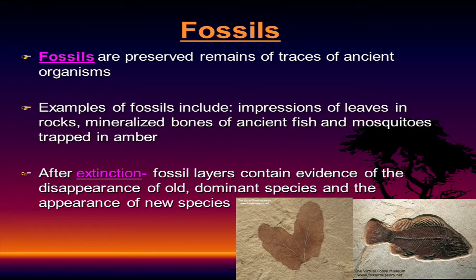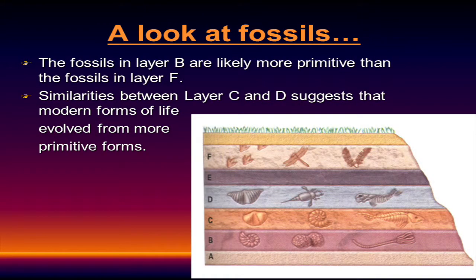Fossils are preserved remains or traces of ancient organisms, like when impressions of leaves are made in rocks or mosquitoes are trapped in amber. Even after an organism has become extinct, evidence of those species may be found in fossil layers. Looking at layers of rock, the more primitive layers, meaning ancient, are found at the bottom. The most modern new layers would be towards the top. So, in this picture, fossils in layer B are older than those found in layer F.